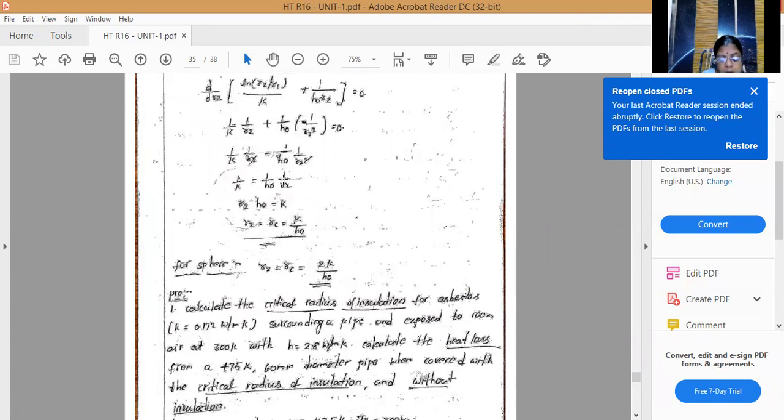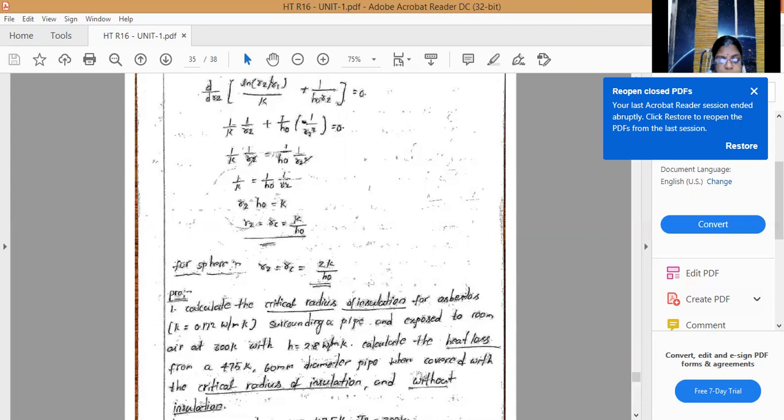I want to give a clear clarification about the critical radius of insulation. Listen carefully. When we provide insulation, it normally decreases the heat loss from system to surrounding and surrounding to system. This is the usual case. But when we provide insulation on a cylinder or sphere, it does not decrease the heat loss at first. It increases the heat rate. So after a certain amount of thickness, the heat rate is maximum.